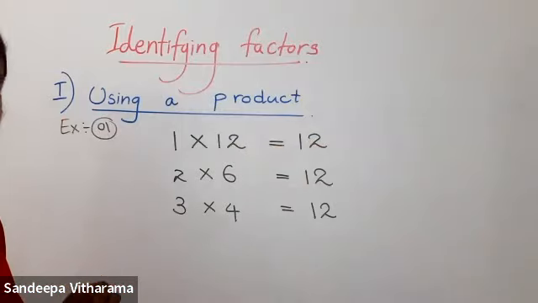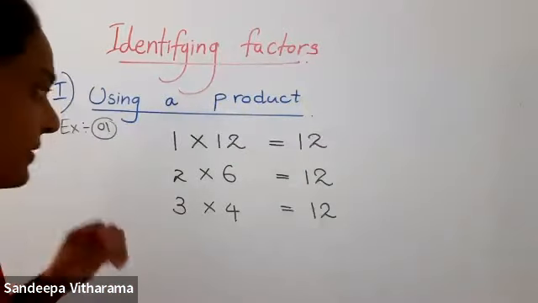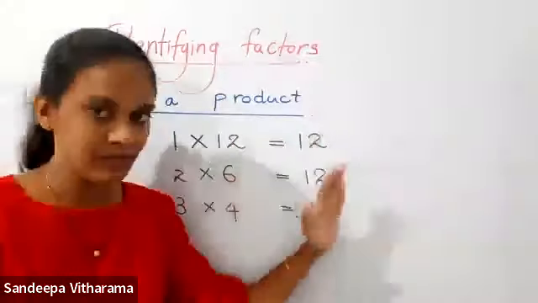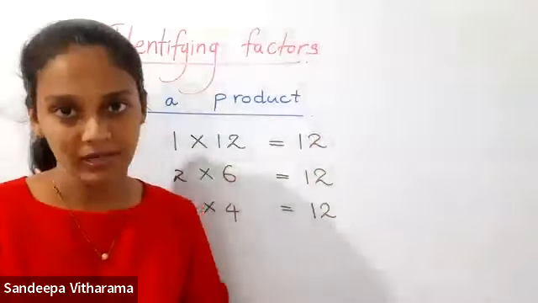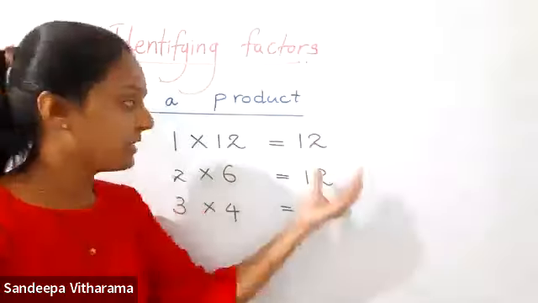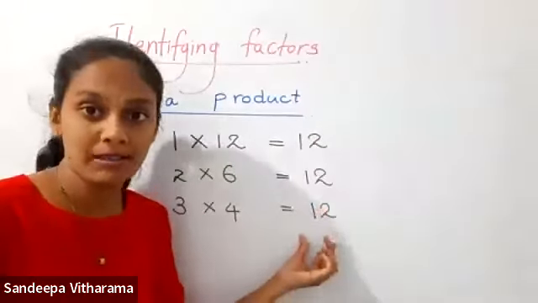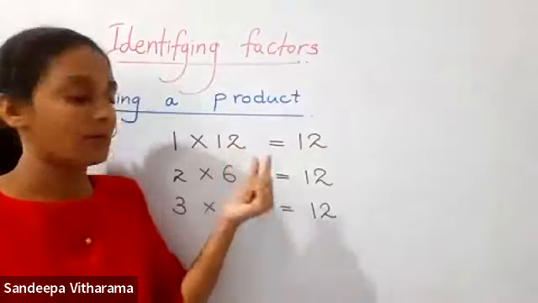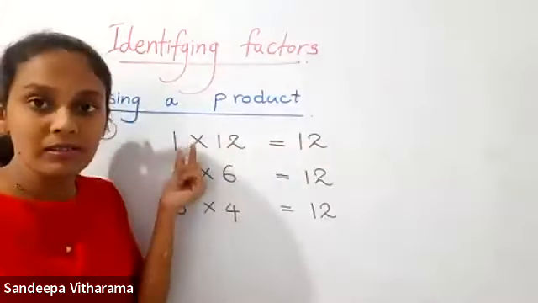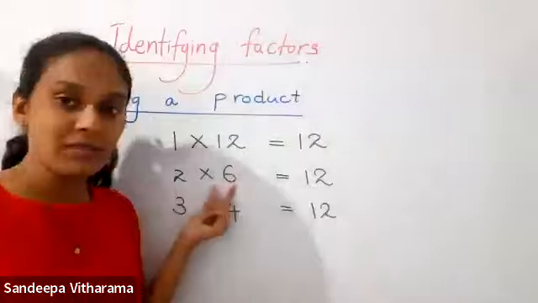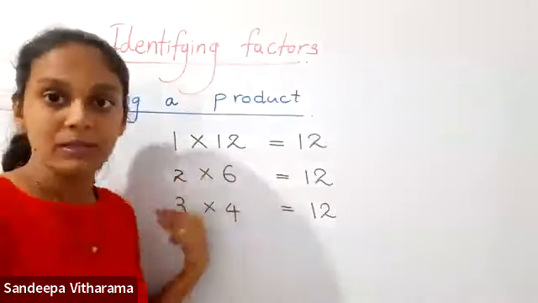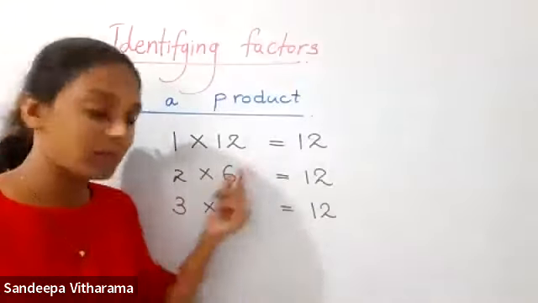Is there any method to obtain 12? No. Then I said to you that factors produce multiples. Okay? So what is this 12? It's a multiple. 12 is a multiple of 12. 12 is a multiple of 1. 12 is a multiple of 6. 12 is a multiple of 2. 12 is a multiple of 3. 12 is a multiple of 4.